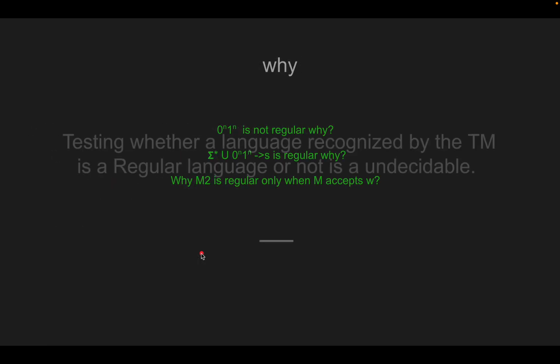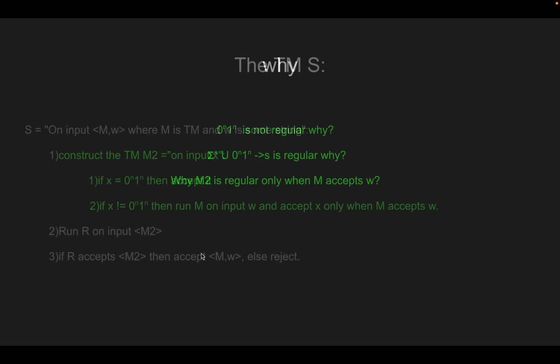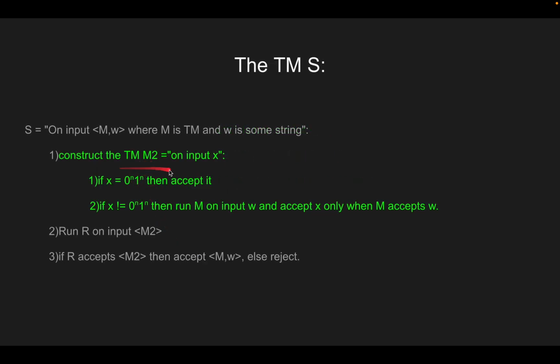So now we can easily understand this final result, how this makes the contradiction. If we can build such a Turing machine R, then we can pass this M2 as the input to R, and R will either accept or reject this M2, because R is a decider. That means if it accepts M2, then M2 is regular. M2 will be regular only when M accepts w. If R rejects M2, then M2 will be non-regular. M2 will be non-regular only when M rejects w.